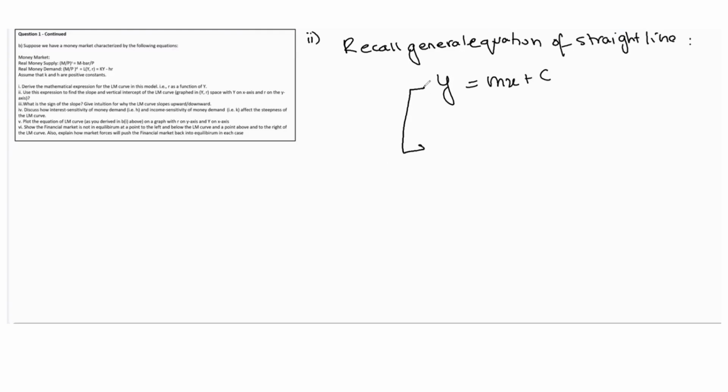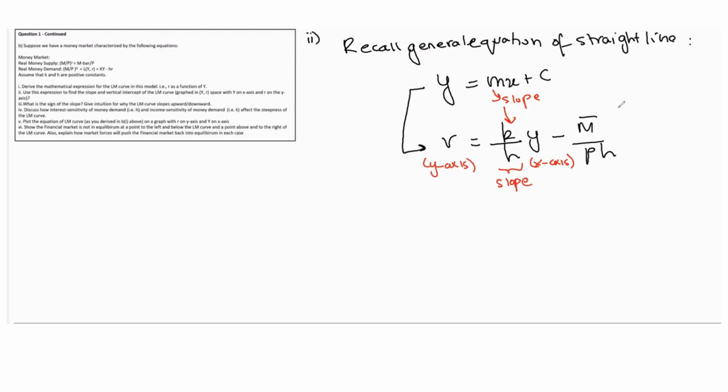So now in this case, our y is R, because R is equal to K by H times Y minus M bar by PH. In this y equals mx plus c case, R is the variable on the y-axis and Y, output or income, is what we take on our x-axis. And we know m represents the slope, which is the coefficient on the variable on the x-axis. So this is the slope, K by H. And the constant term is our vertical intercept. In this case, it is this.